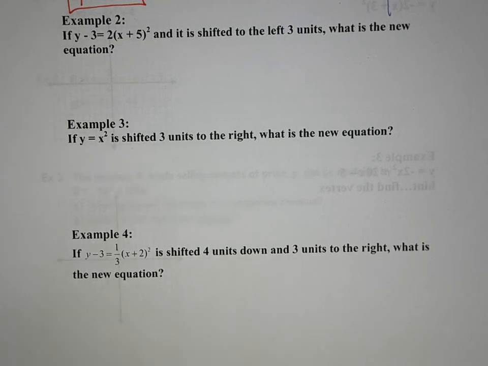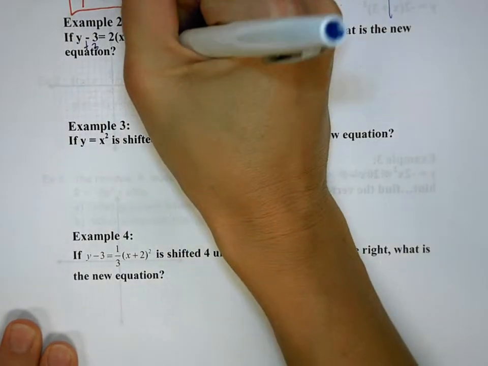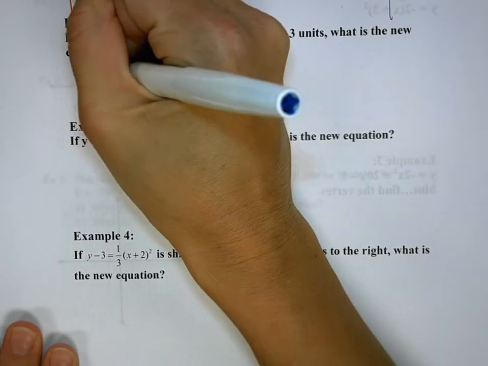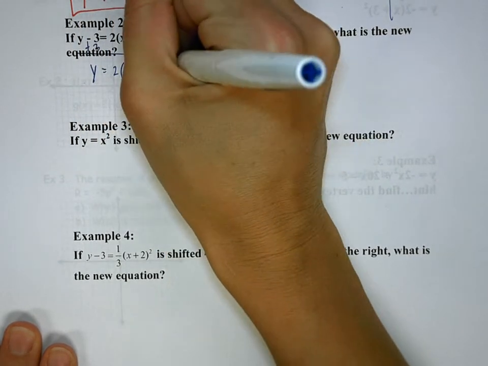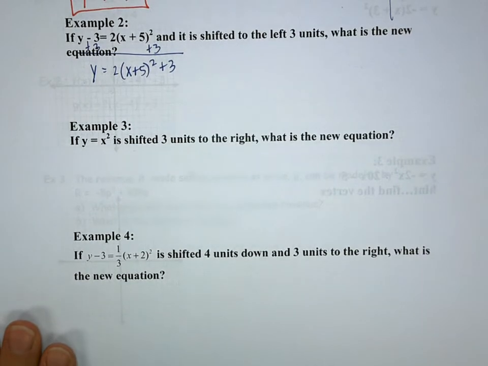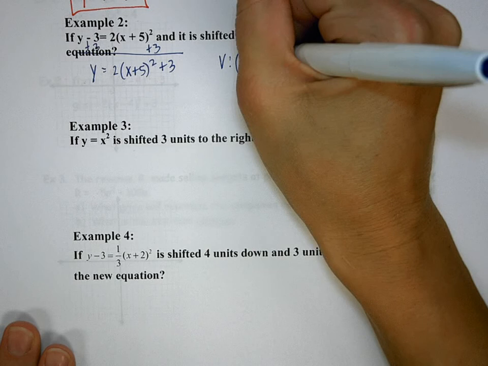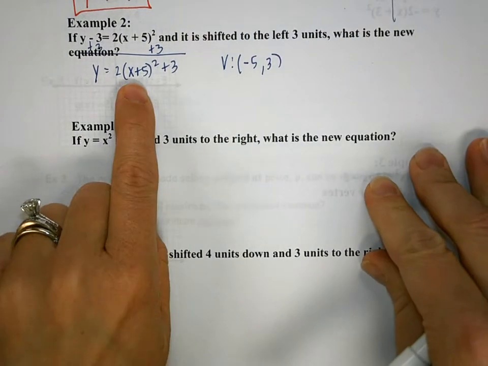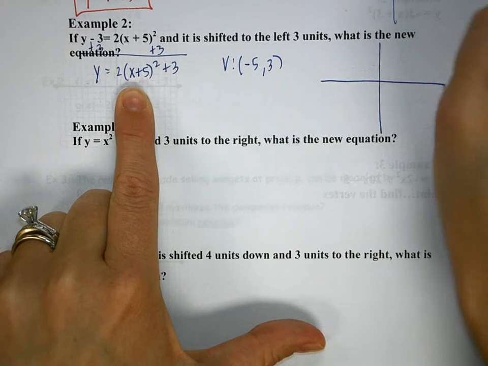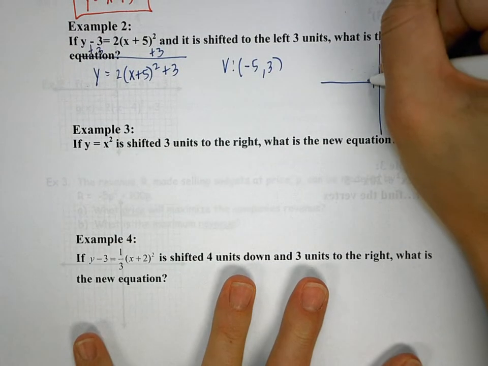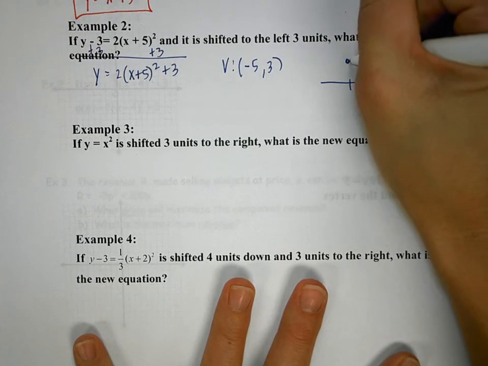Okay, on example 2, if you notice, the y is not by itself. So the first thing I would do is go ahead and add 3 to both sides. When you do that, we get y equals 2 parentheses x plus 5 squared plus 3. So on this problem, our vertex is -5, 3, because remember, we always take the opposite of what is with the x. Okay, so on our graph now, we're going to go left 5 and up 3. Left 5, up 3, there's my point.